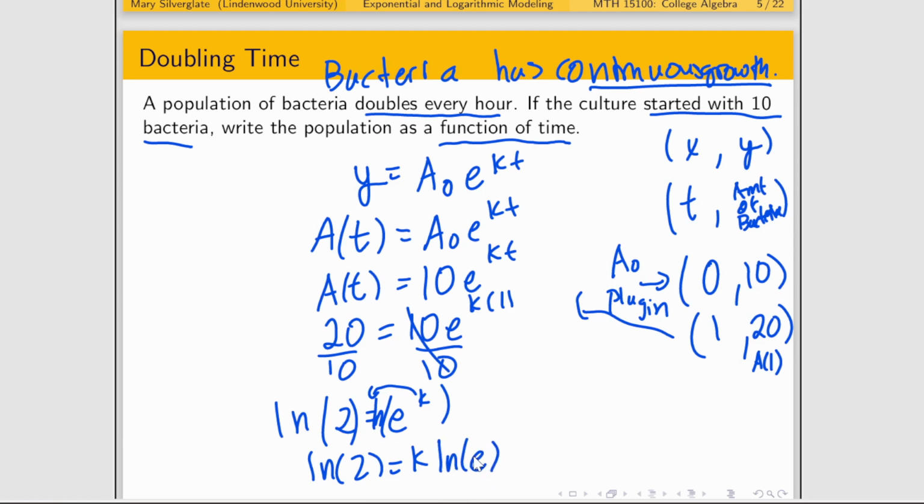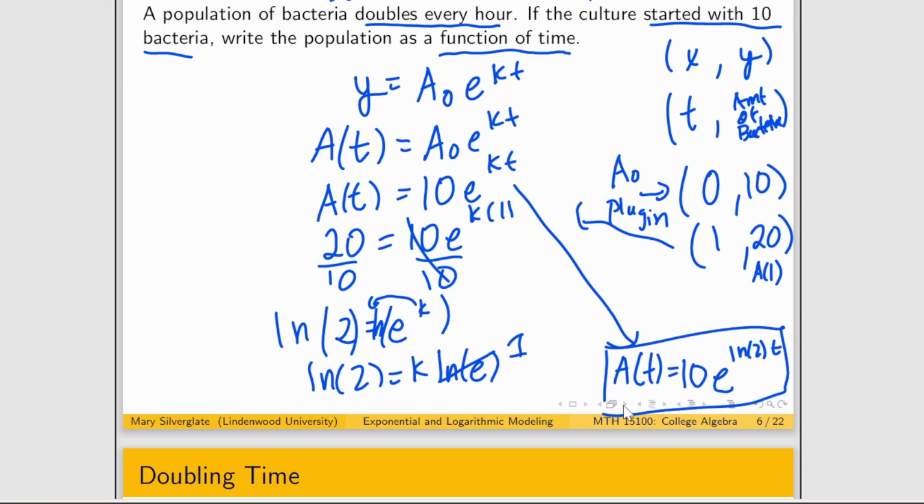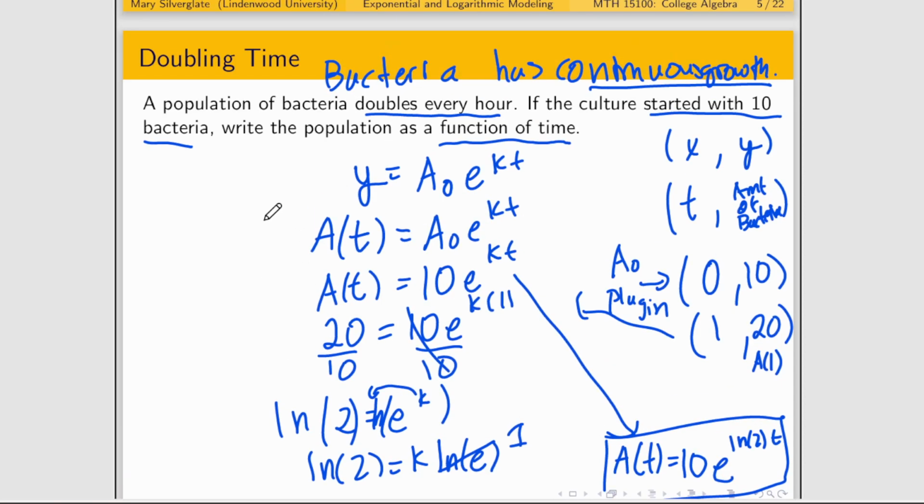And what is the natural log of e? That is 1, because natural log secretly has base e, and log base e of e is just 1. Anytime those match up, that's 1. So I just figured out k was the natural log of 2, so I can plug that back in. So the amount of bacteria as a function of time is equal to 10, my starting amount, e to the natural log of 2 times t. And we would actually just leave it exactly like that. You would not be expected to do a decimal approximation unless it was asked for.